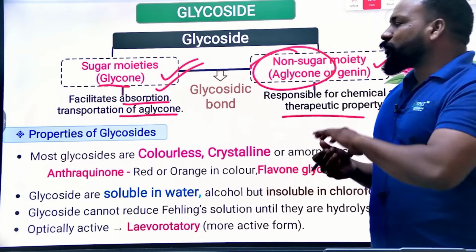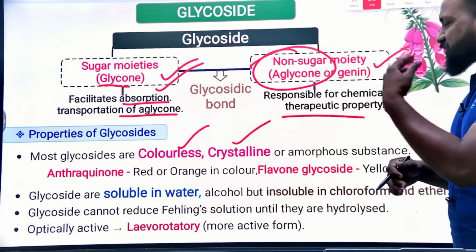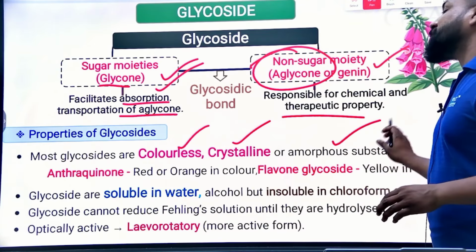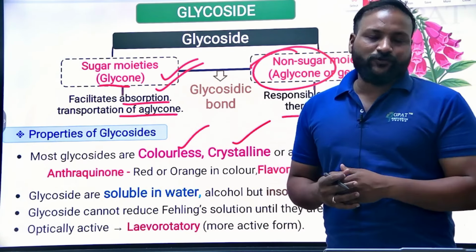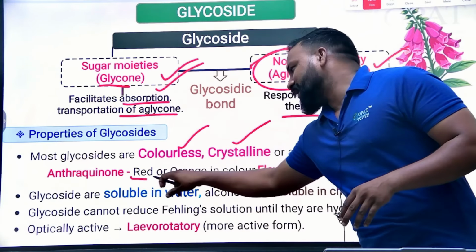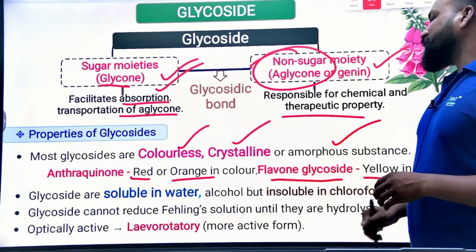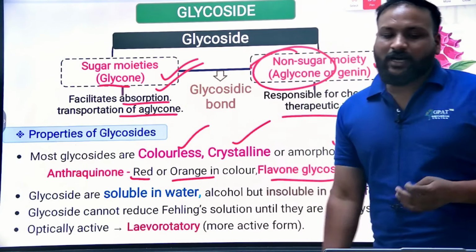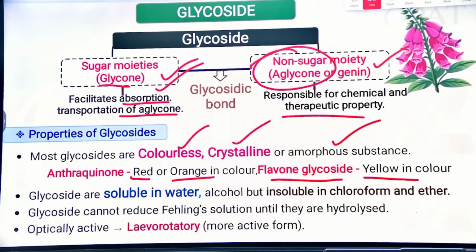Coming to the properties, most glycosides are colorless crystalline compounds, like the alkaloids, and also amorphous substances. But there are some exceptional glycosides which are colored in nature, red or orange. Anthracene glycosides are mostly red and orange, whereas flavonoid glycosides are yellow in color, because flavus means yellow in Latin.